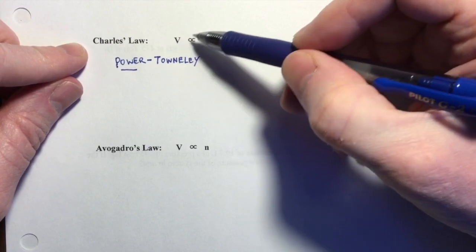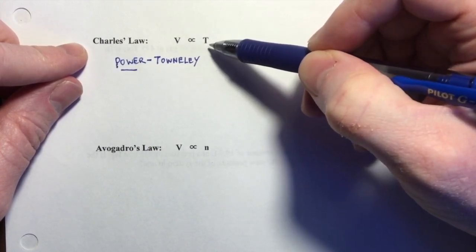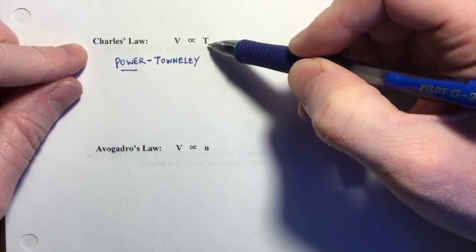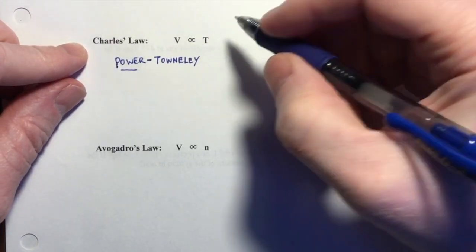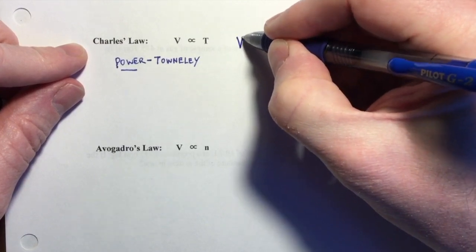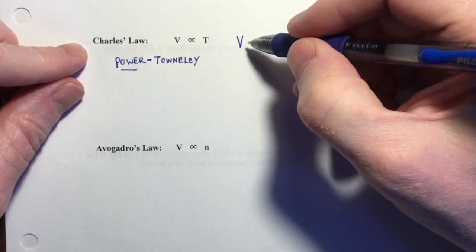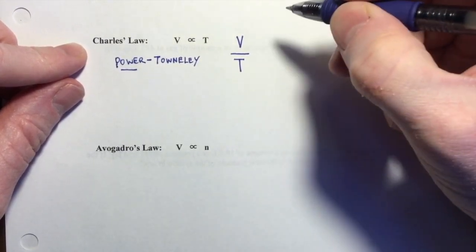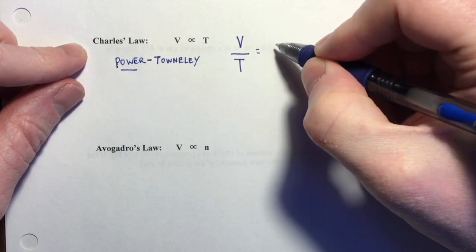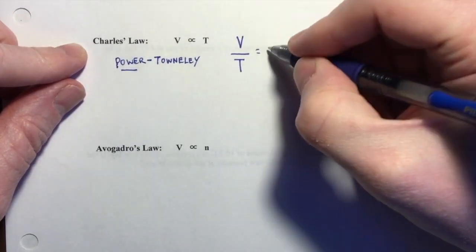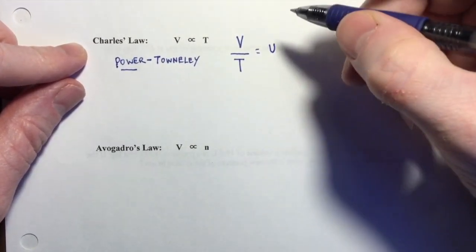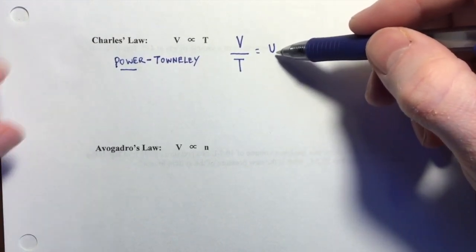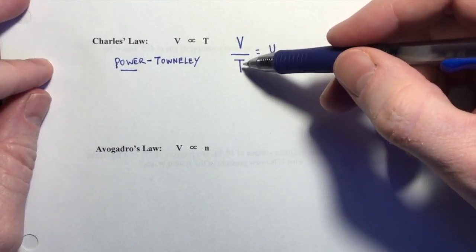Well, it relates the volume of a gas to its temperature. So the volume of a gas is proportional to its temperature. Another way of writing that is volume, and if it's proportional, then it has to be in this relationship, right? Equals some constant. And we'll call the constant U for now. So that is a constant, a proportionality constant, that relates the volume of a gas to the temperature of a gas.